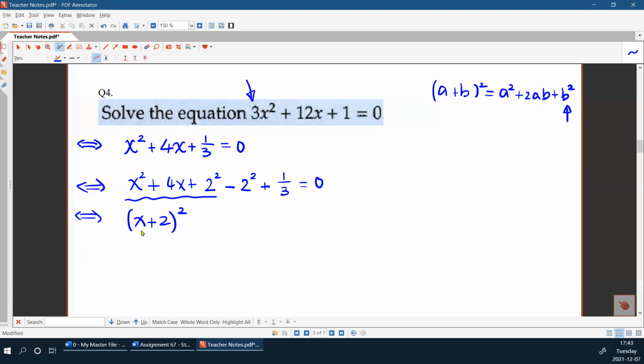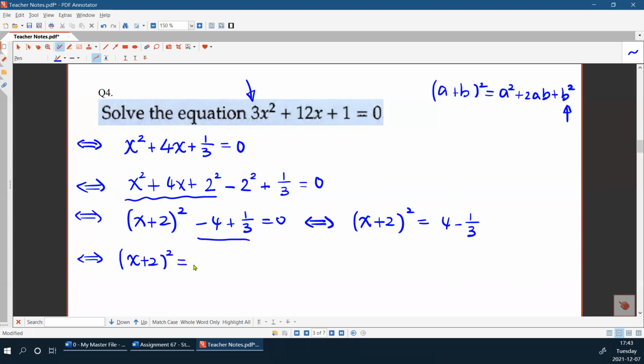x plus 2 squared is x squared plus 4x plus 4, right? And then minus 4 plus 1/3 equals 0. And this is equivalent to x plus 2 squared, and then we can move these two constants to the other side, which is 4 minus 1/3, right? And this is equivalent to x plus 2 squared equals 11/3, right?